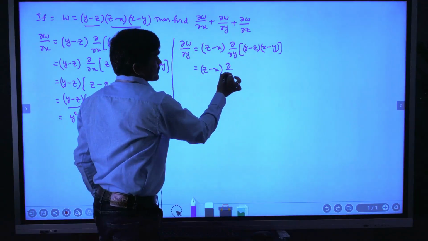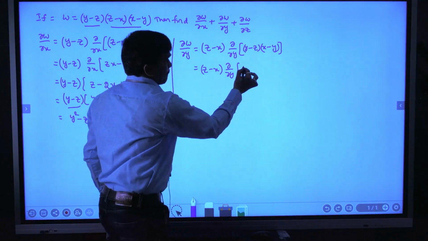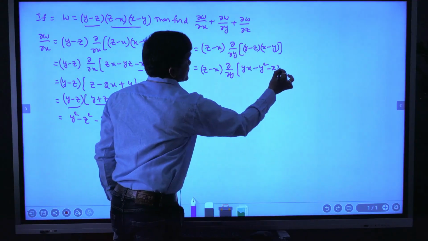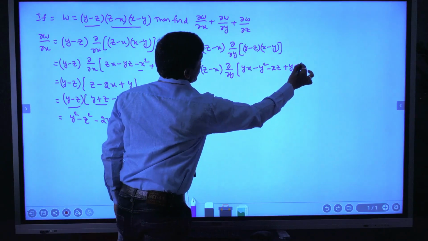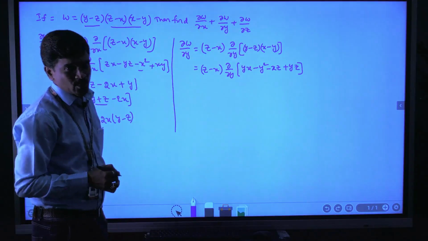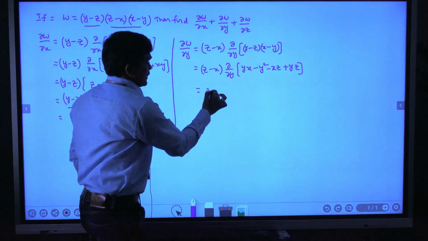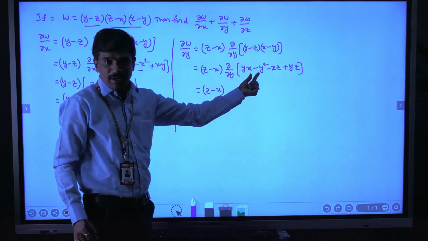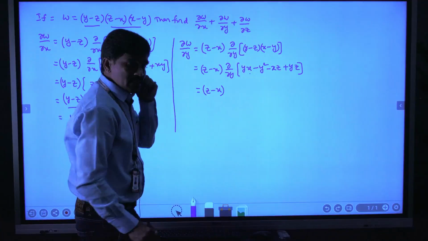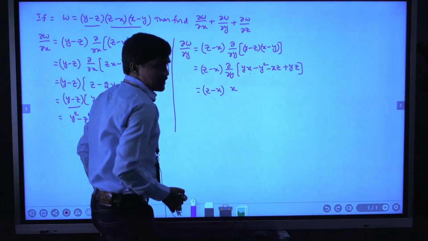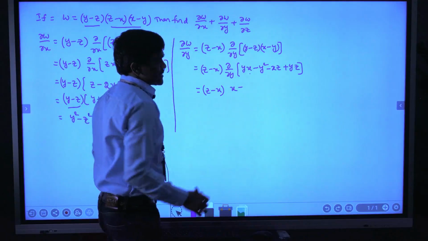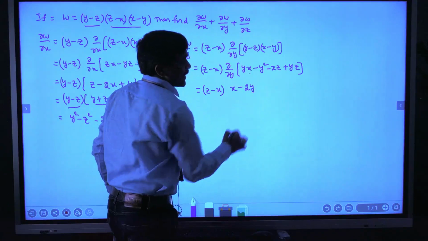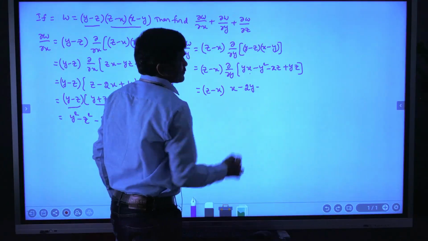First of all, simplifying this, we get yx − y² − xz + yz. Now the derivative with respect to y: (z − x) times the derivative of this function with respect to y. With respect to y, x is constant, and the y derivative is clearly 1. Now minus y², what is the y² derivative? The y² derivative is 2y, then minus xz.